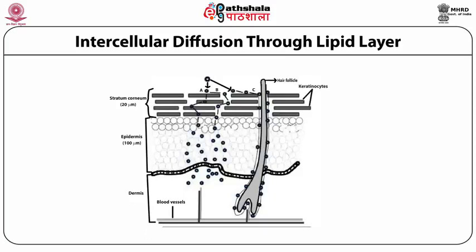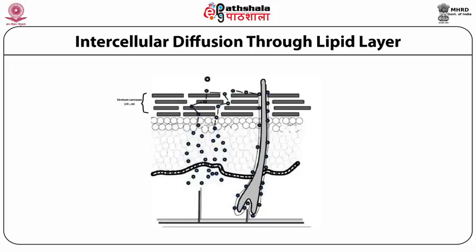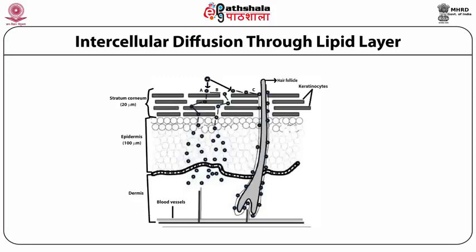The skin physiology primarily suggests three possible pathways by which the drug is passively diffused across the skin and deep into the blood circulation. The diagram in front of you proposes these three mechanisms. The first one, as obvious in the diagram, is the intercellular diffusion through the lipid layer, followed by transcellular diffusion through the lipid bilayer and keratinocytes. And the third mechanism proposed is diffusion through the hair follicles and the sweat ducts.